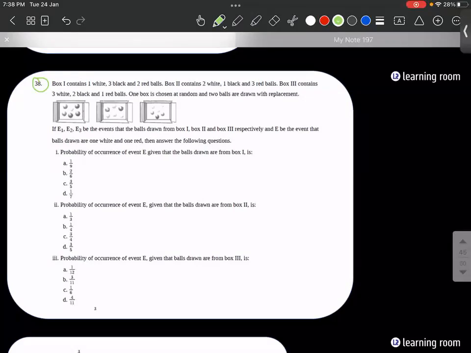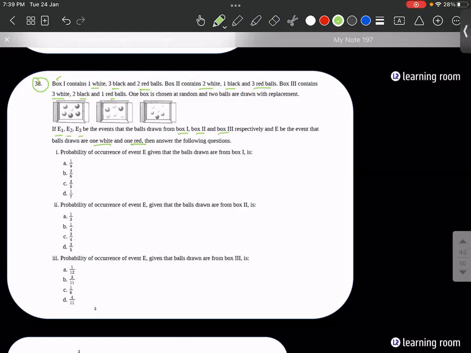Okay. So box 1 contains 1 white ball, 3 black balls, and 2 red balls. Box 2 contains 2 white balls, 1 black ball, and 3 red balls. Box 3 contains 3 white, 2 black, and 1 red ball. One box is chosen at random, and 2 balls are drawn with replacement. E1, E2, and E3 are the events that the balls are drawn from box 1, box 2, and box 3 respectively, and E is the event that the balls drawn are 1 white and 1 red. Then answer the following questions.